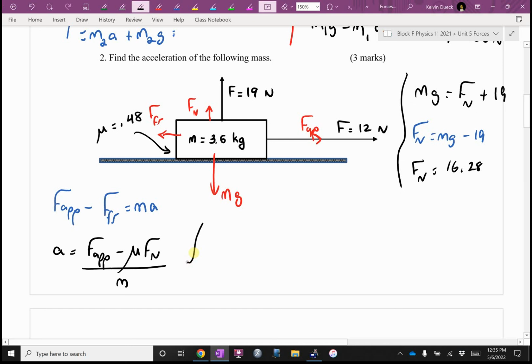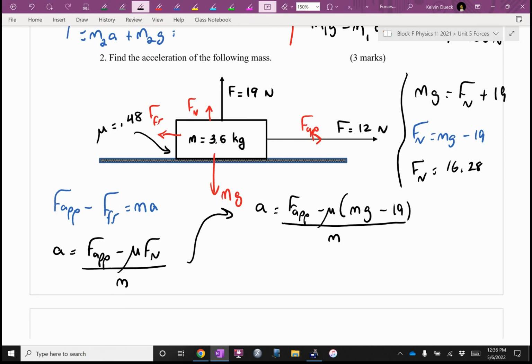I'm going to do this algebraically, though, so I'm going to go A equals F applied minus mu, and then in brackets mg minus 19, all over m. That's still F applied minus mu times the normal force. But if you put the 16.28 right there, not a problem.